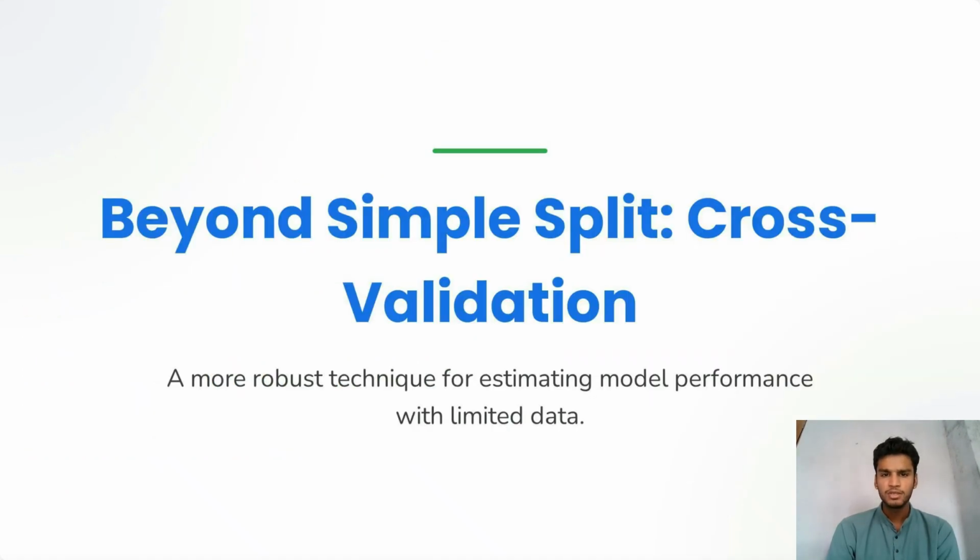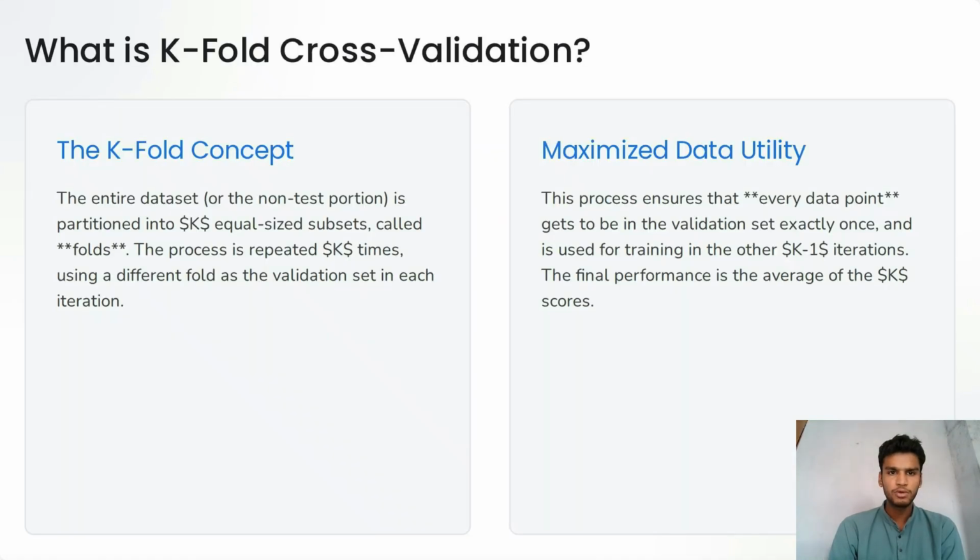Beyond a simple split, cross-validation is a more robust technique for estimating model performance with limited data. What is k-fold cross-validation? The k-fold concept: the entire dataset, or the non-test portion, is partitioned into k equal sized subsets called folds. The process is repeated k times using a different fold as the validation set in each iteration. Maximized data utility: the process ensures that every data point gets to be in the validation set exactly once and is used for training in the other k-1 iterations. The final performance is the average of k scores.